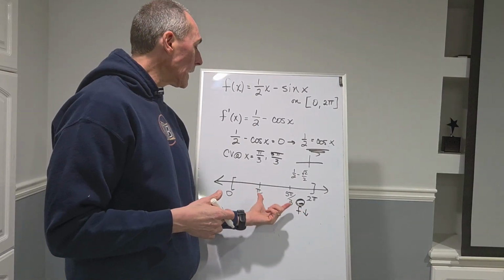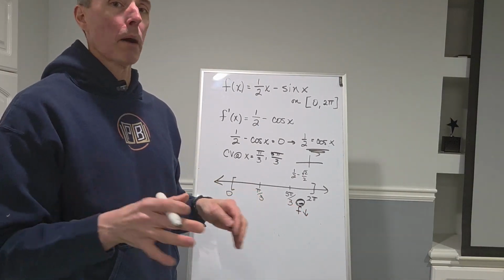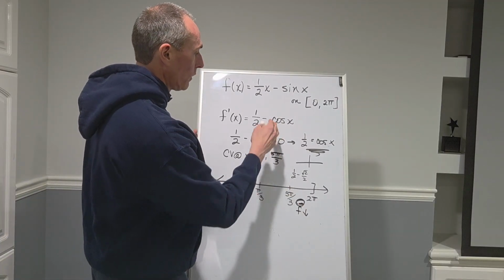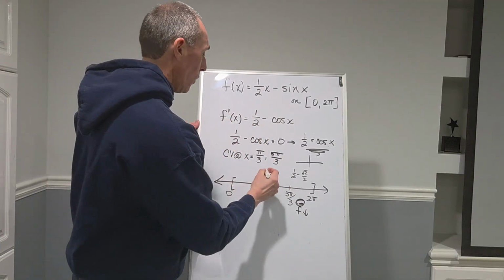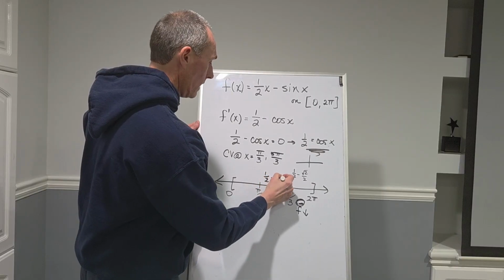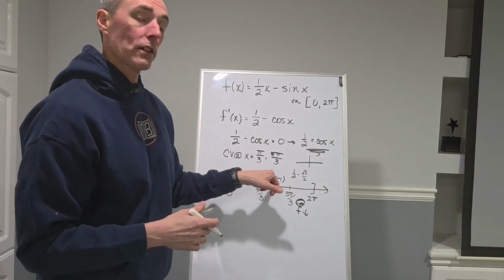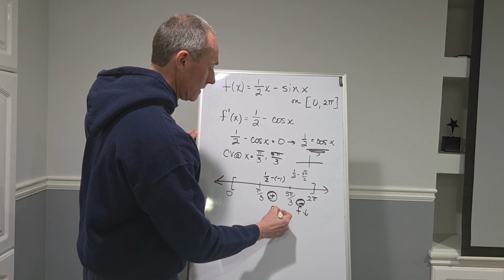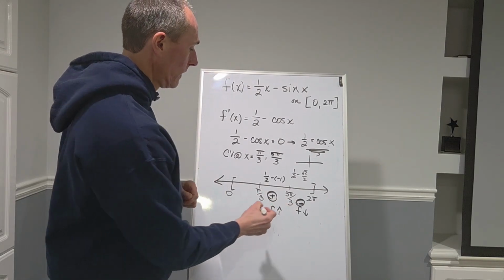Now let's take a number between pi over 3 and 5 pi over 3. I like pi here, really simple. You could use other things, but if we use pi, it's very easy to work with. Cosine of pi is -1. So think about that. So 1/2 minus -1, that actually yields a positive number. So the derivative here is positive, which means f is increasing.